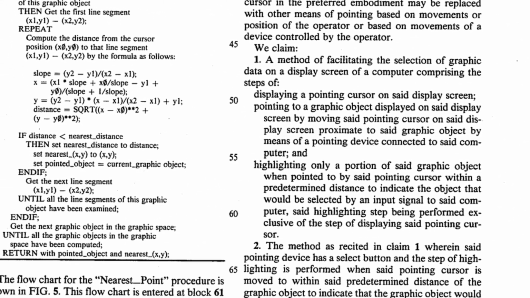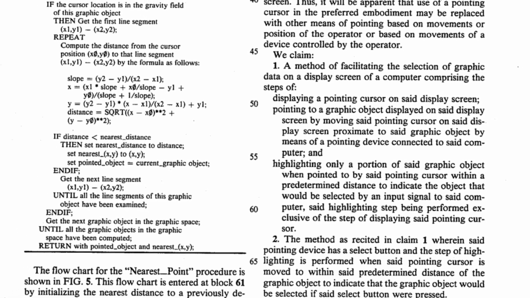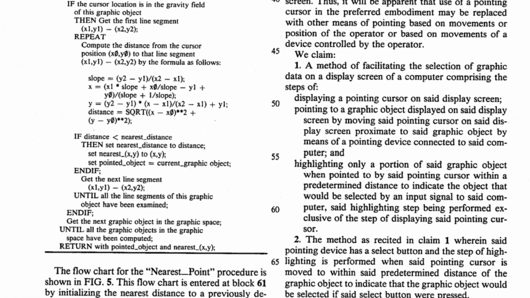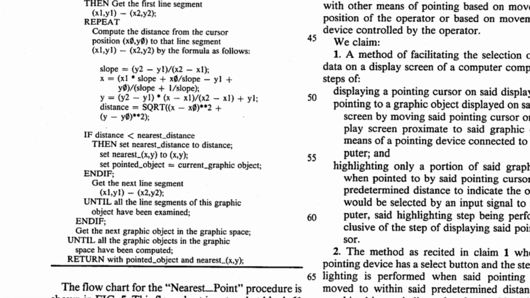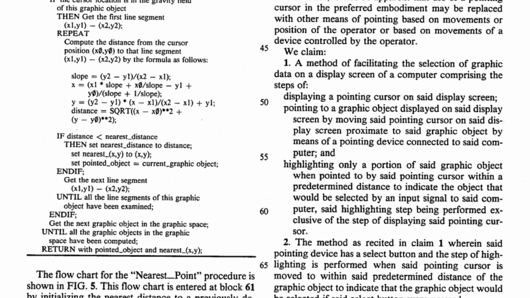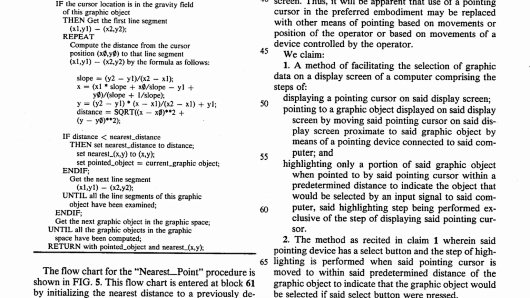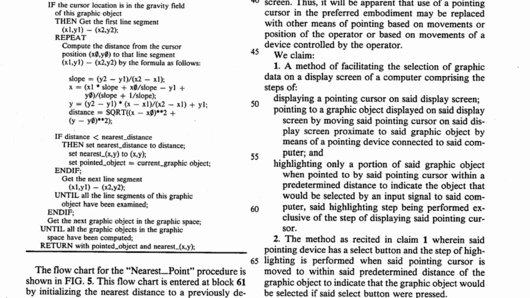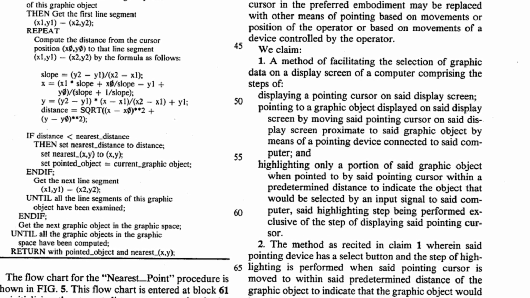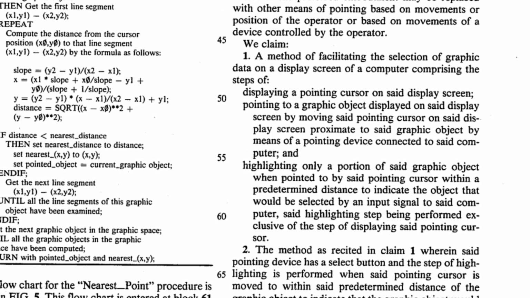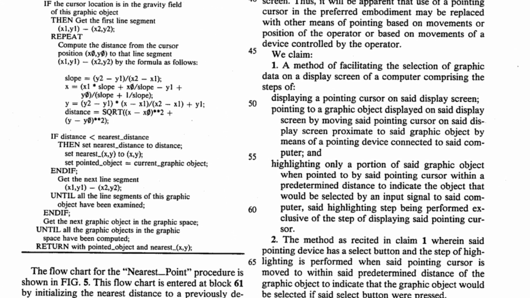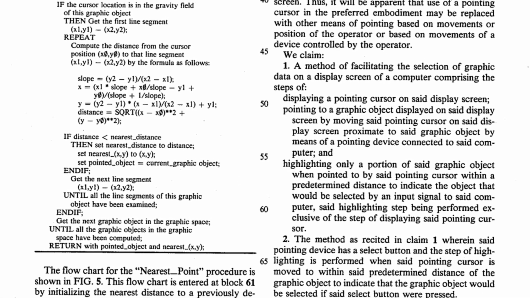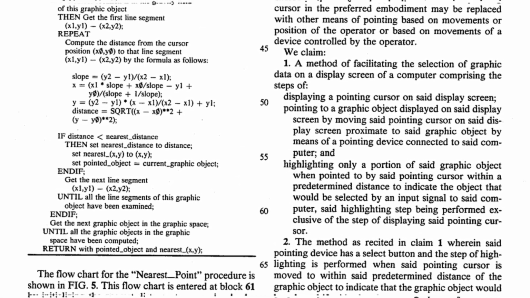We claim: 1. A method of facilitating the selection of graphic data on a display screen of a computer comprising the steps of displaying a pointing cursor on said display screen, pointing to a graphic object displayed on said display screen by moving said pointing cursor on said display screen proximate to said graphic object by means of a pointing device connected to said computer, and highlighting only a portion of said graphic object when pointed to by said pointing cursor within a predetermined distance to indicate the object that would be selected by an input signal to said computer, said highlighting step being performed exclusive of the step of displaying said pointing cursor.